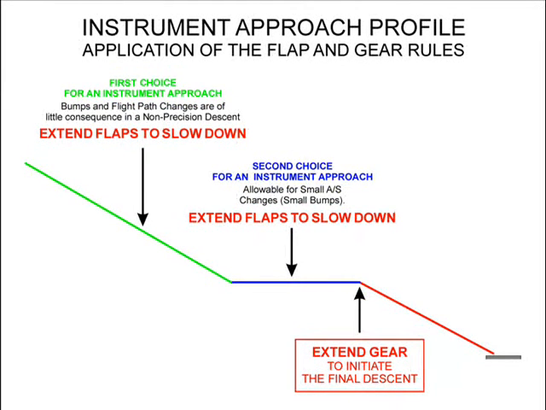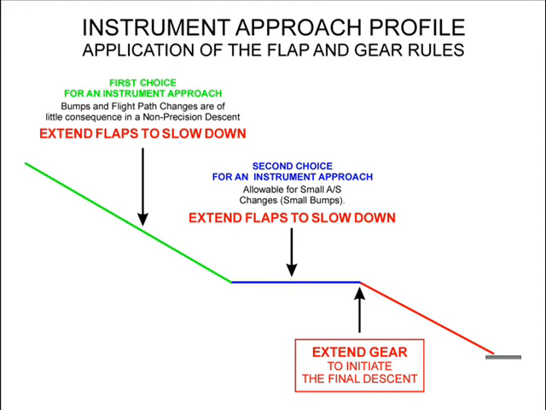In this video, we will apply the flap and gear rules to instrument approaches in light airplanes and jets. In the previous flap and gear rules video, we found that going from the clean configuration to the landing configuration before landing, aerodynamic principles dictated that it was best to extend flaps to slow down and to initiate the final descent by extending the gear.